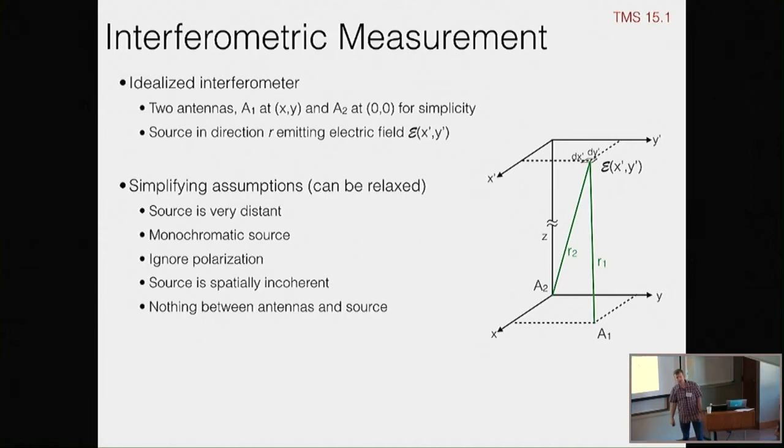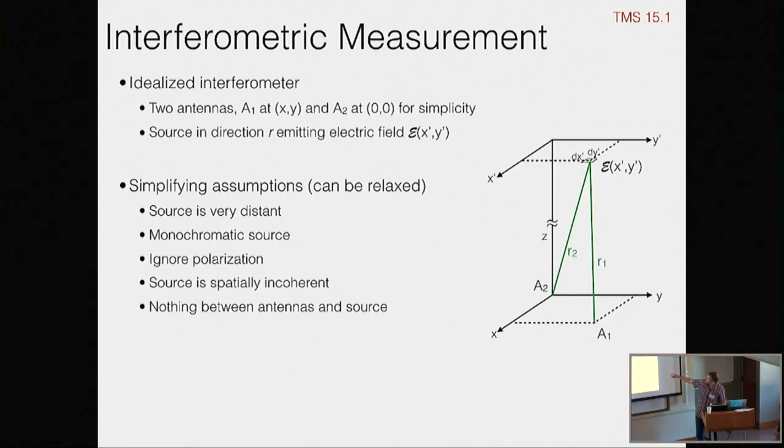This is also not a very significant assumption in astronomy. There's only very rare cases where sources are spatially coherent, where the signal here and the signal here are related to each other and are not random realizations. And also that there's nothing between the antennas and the source affecting the propagation of the waves.